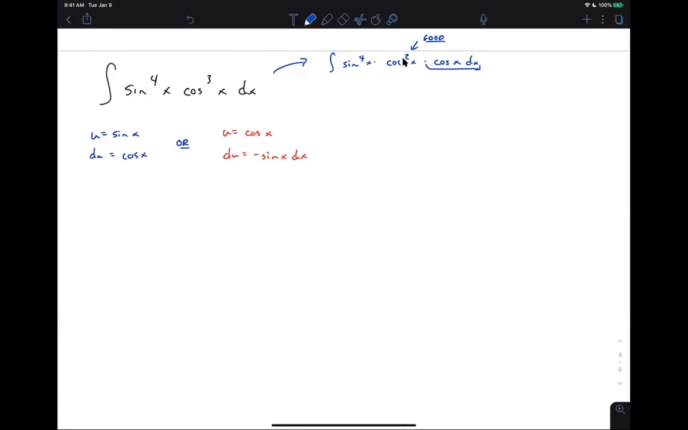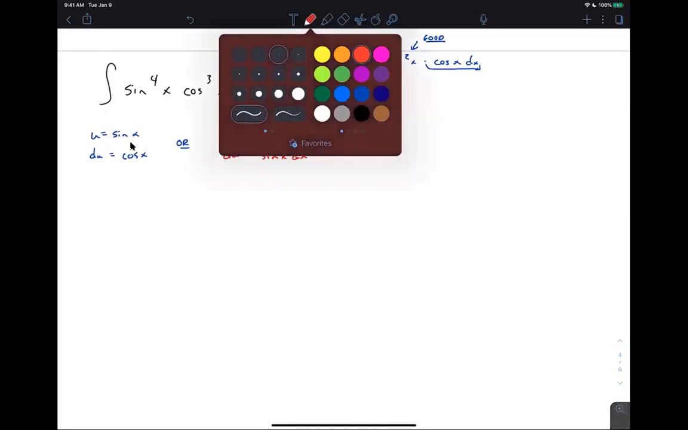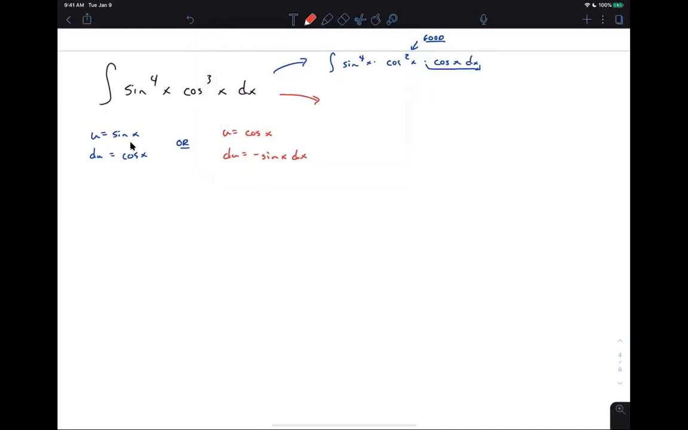And what is good about it? What do you guys think? It's an even number. So if that at that stage was 2, 4, 6, 8, then we can rewrite it as 1 minus sine squared to a positive integer. At that stage, if it's odd, that's bad. We don't care about this one because that's u. Does that make sense?